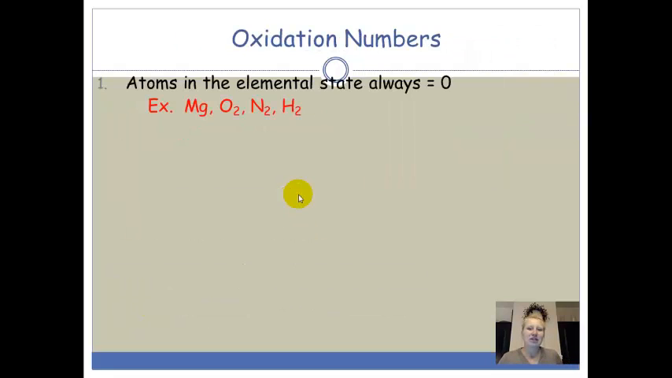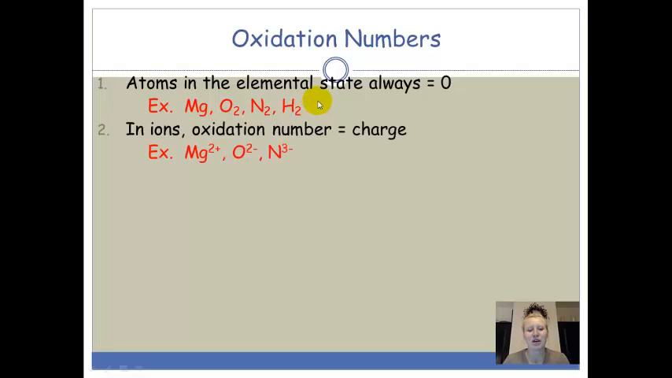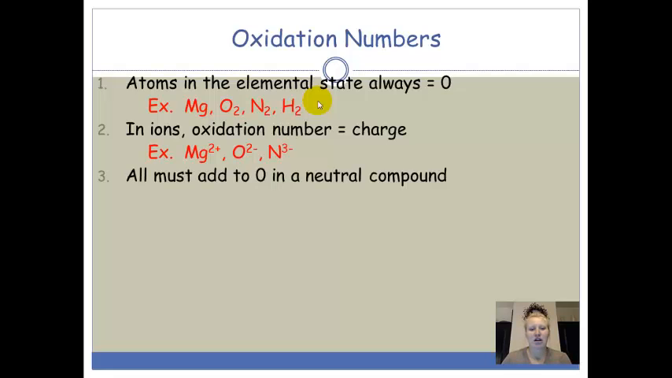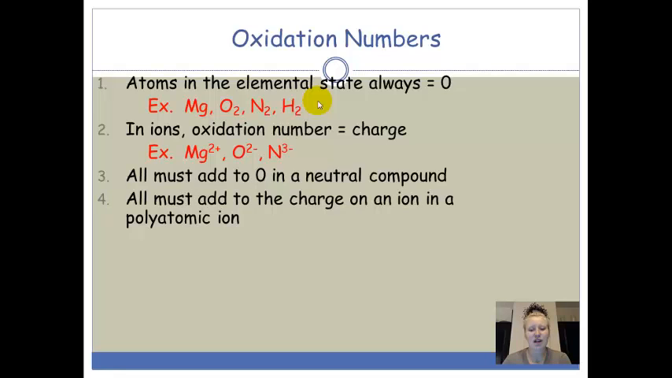So there's some rules for assigning oxidation numbers. The first rule is that atoms in their elemental state, the one that you normally find them in, is always 0. For example, magnesium or oxygen or nitrogen or hydrogen, those would all be 0. In ions, the oxidation number is equal to the charge. So for example, in a magnesium ion, the charge is +2, so the oxidation number is +2. Same with oxide, 2-. Same with nitrite, 3-. All the oxidation numbers must add up to 0 in a neutral compound, and they all must add up to the charge on an ion in a polyatomic ion.